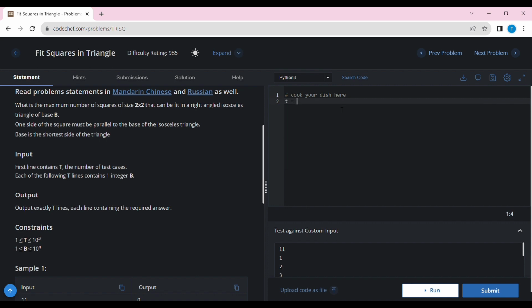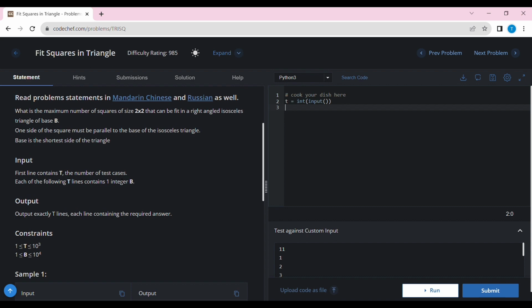So t is equal to int(input()), which is just the number of test cases. And each of the following t lines contains one integer b, which is basically one test case. And that integer b is the base length of the right angle isosceles triangle, for which we need to find the answer. The output is exactly t lines, every line having the answer for the corresponding test case. So what we need to do first is basically accept the input, right?